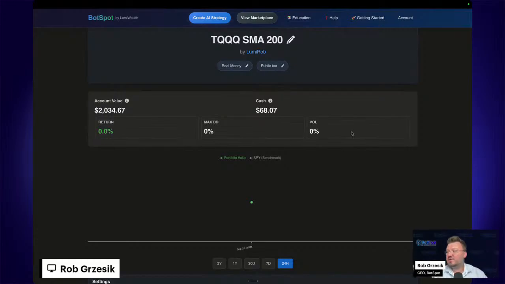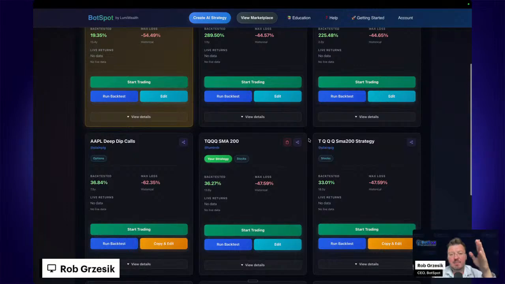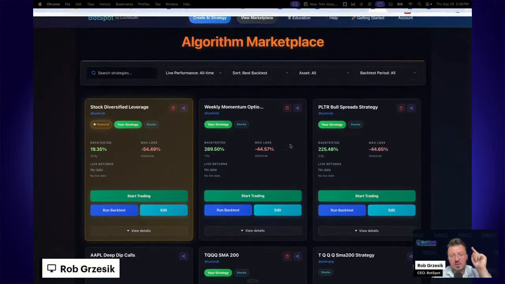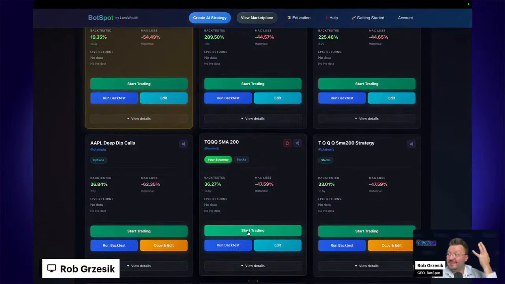If you guys want to follow along with it, it is in our marketplace. So if you guys want to run the same bot that I just ran on this $2,000 account, you can go to View Marketplace and click on this one right here, click Start Trading or Run Back Test, or copy it and modify it yourself. You could do all of that right here.